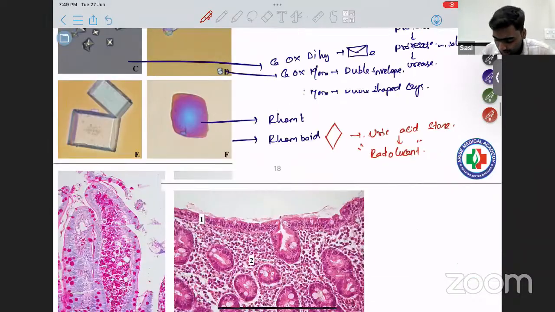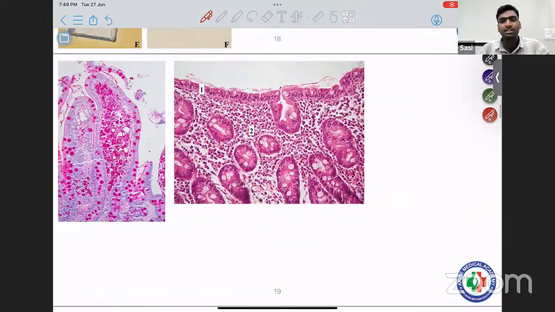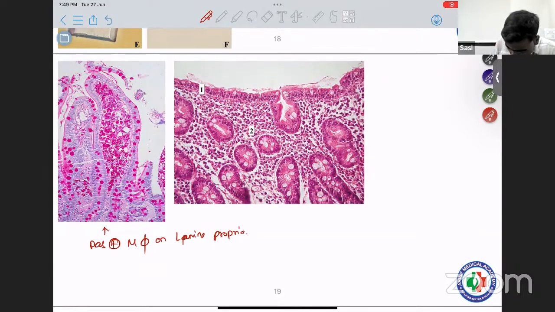Next one, we'll move on to the next part, which is the GIT part. In GIT, you need to remember just two to four images. One of them is this one. If you see any PAS positive macrophages in the lamina propria, this will be suggestive of which one? Yeah, correct. It is seen in a case of Whipple's disease, which is caused by Tropheryma whipplei.